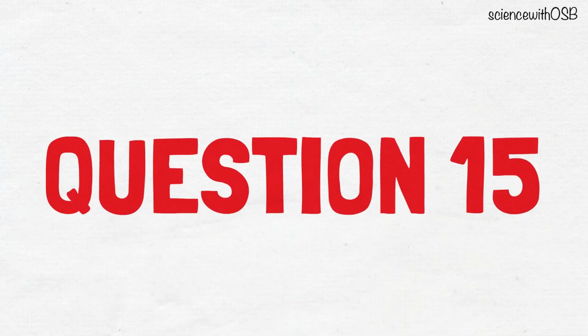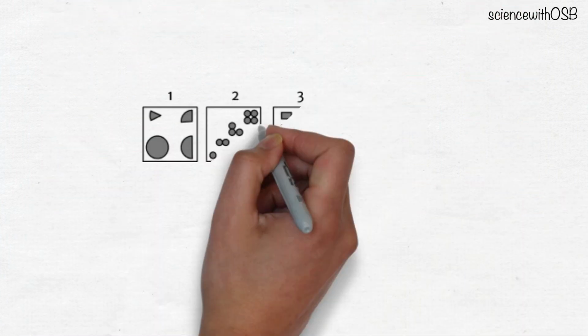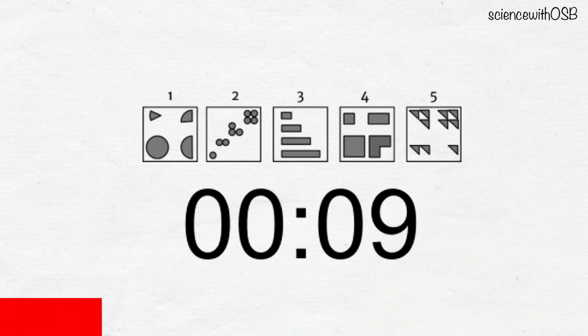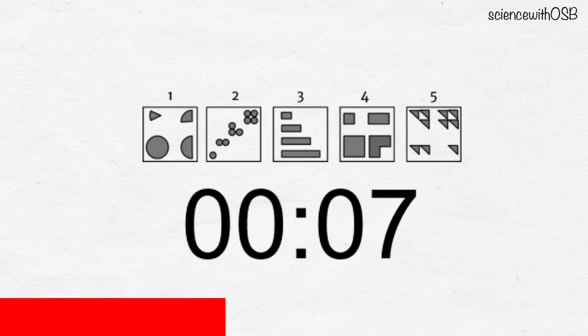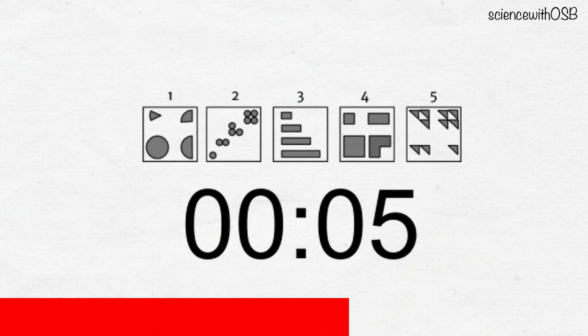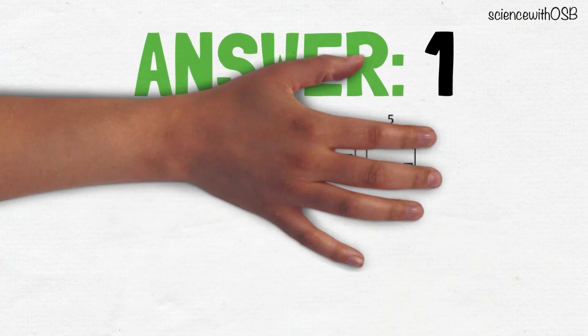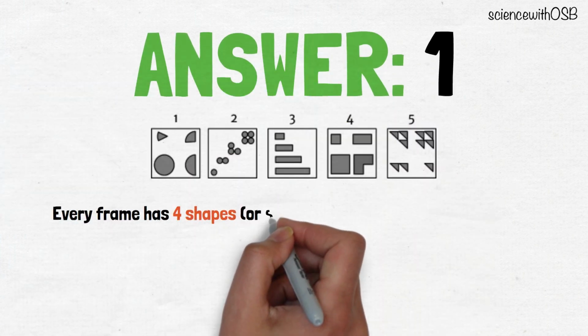Question number 15. Choose the odd one out here. Correct answer is 1. Every frame has 4 shapes or shape groups.